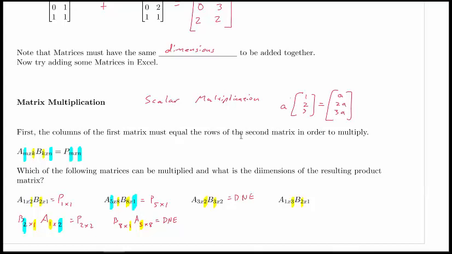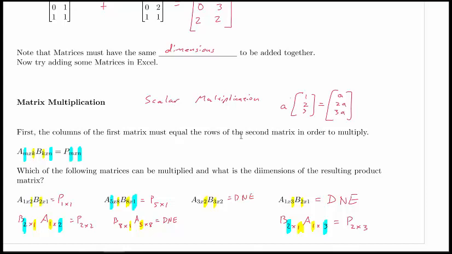A 3 and a 2, they do not match, so you cannot multiply these two together. So this is again a does not exist situation. Note that if you did these in the reverse order, B of a 2 by 1 times A of a 1 by 3, you can multiply these two together, because the 1's match here, and the result will be a 2 by 3 matrix. So the product would end up being 2 by 3.